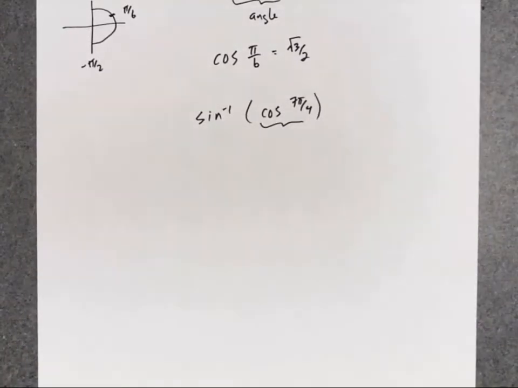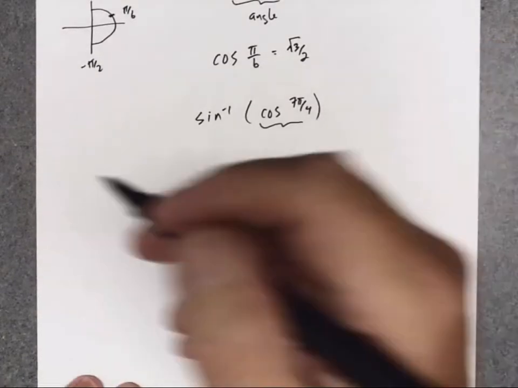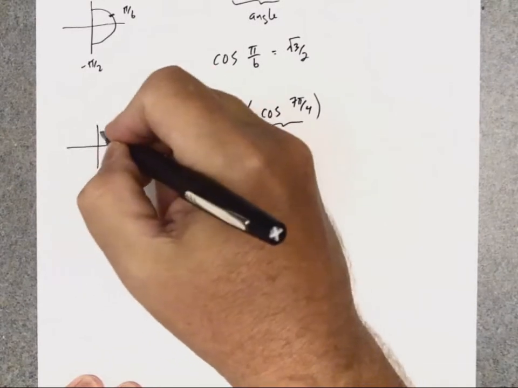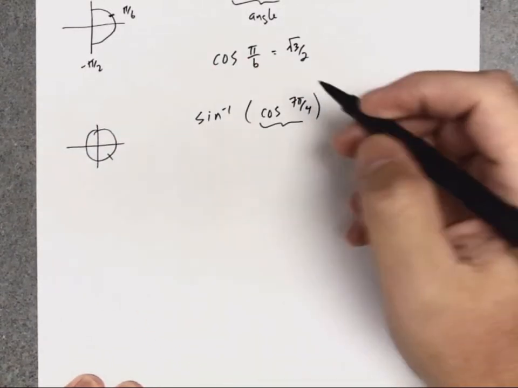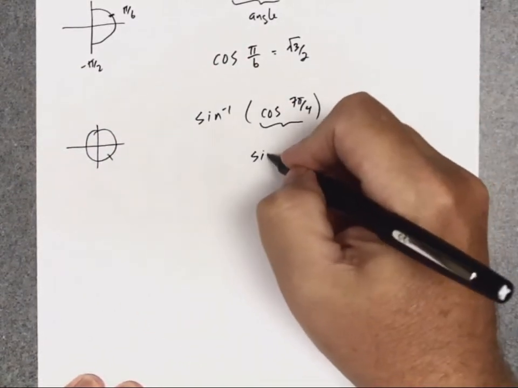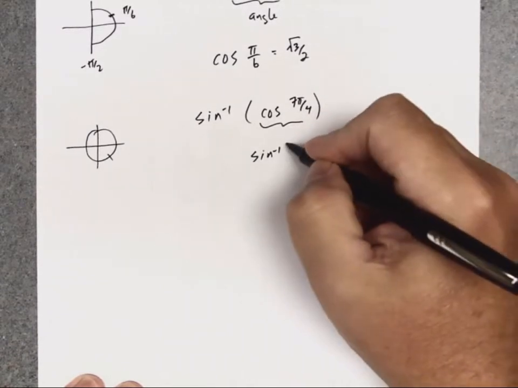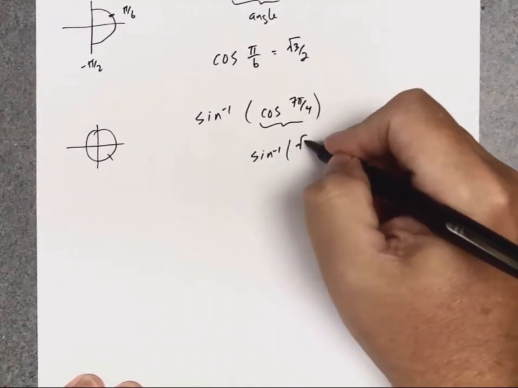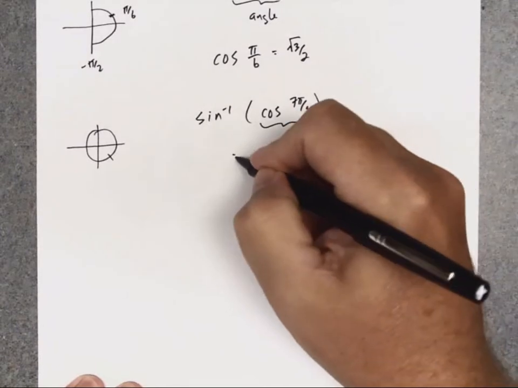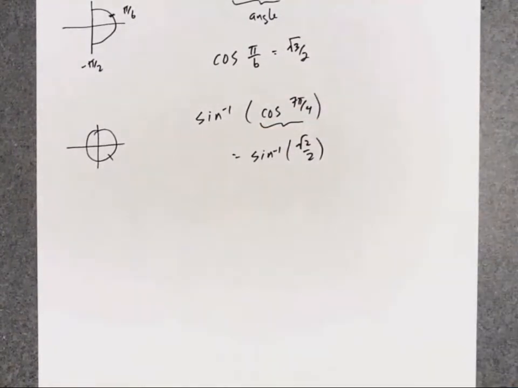So first I say, well, what's the cosine of 7 pi over 4? It's in the fourth quadrant, right? Right here. I think it's square root of 2 over 2. So this becomes inverse sine, square root of 2 over 2.